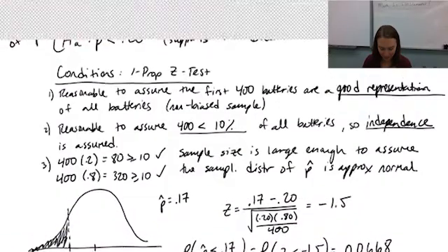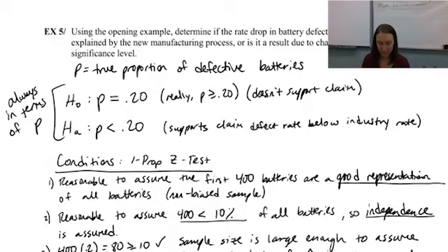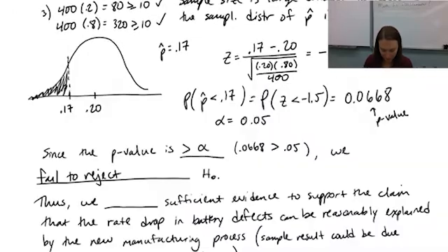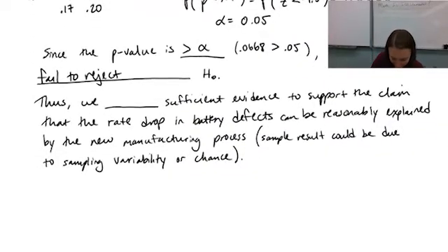So if I think about what that means, if I reject H naught, then I can say that I have enough evidence to support the alternative hypothesis, which in this case supports their claim. I can't reject H naught. I failed to reject it. My sample proportion was not statistically significant. So I can't support their claim. Thus, we lack sufficient evidence to support the claim that the drop in battery defects can be reasonably explained by the new manufacturing process. Our sample result could be due to sampling variability or chance.